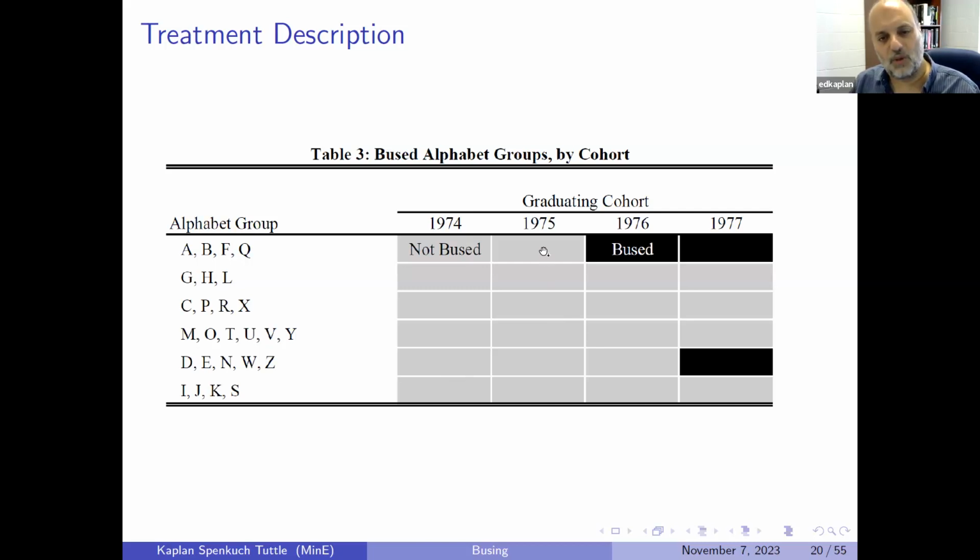For people graduating in the fall of 1975, there was a 1 year stay. So seniors were not forced to be bused in their last year. So there was no busing for that graduating cohort. Starting in 1976, the A, B, F, and Q group got 2 years of busing. Also in 1977, but in the 1976 cohort, no other group did. And then the D, E, N, W, and Z group got 1 year of busing. So that's the variation that we're mainly going to use.